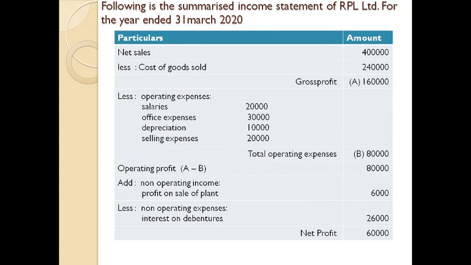Net sales less cost of goods sold, giving gross profit, followed by less operating expenses, various items, total operating expenses, and you are familiar with almost all items in this particular statement. From this statement, you need to prepare a common size income statement. Always give a title to the statement. Here, common size income statement for the year ended 31/3/2020.